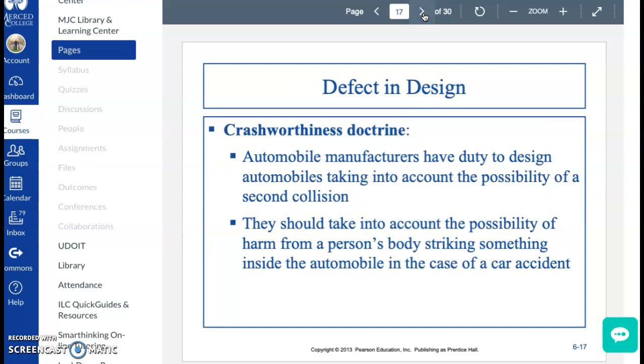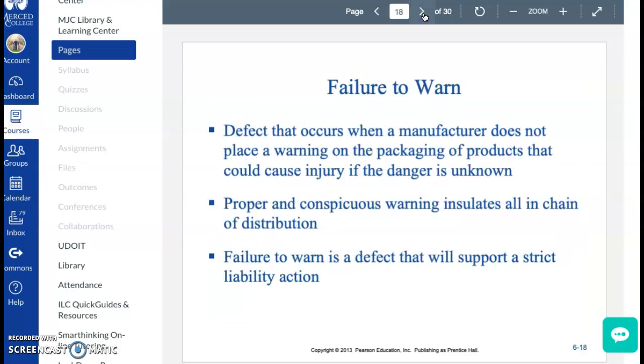The crashworthiness doctrine states that an automobile manufacturer has a duty to design an automobile taking into account the possibility of a second collision. So it has to hold together for further collisions down the road. They should take into account the possibility of harm from a person's body striking something inside, say, the dashboard, the wheel, anything like that.